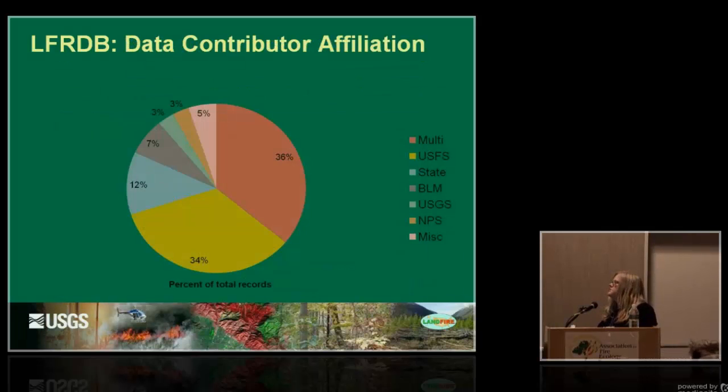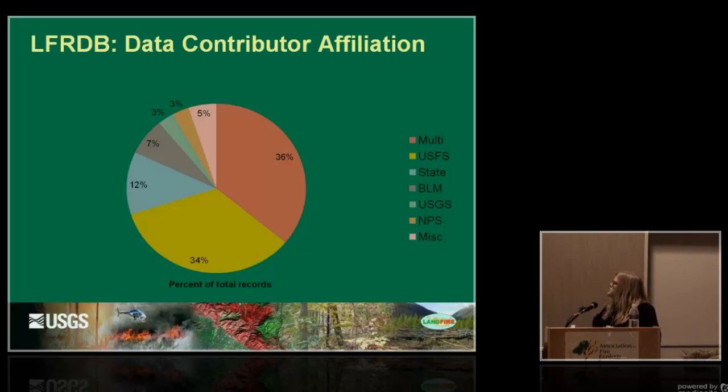We have many different contributors to the LFRDB, and this is kind of a breakdown of where some of this data came from and where we can find it. Obviously, multi-agency data and U.S. Forest Service data are pretty major players. They've contributed a lot of data to the LFRDB. Multi-agency is just like several agencies working on a project together, and that's in that category. And one thing to know about the Forest Service data is that about 40% of that Forest Service contribution came from the Forest Inventory Analysis data, so that is a pretty big player within the LFRDB.